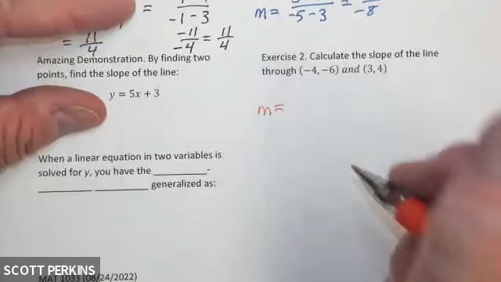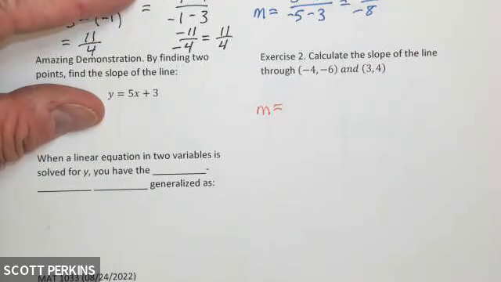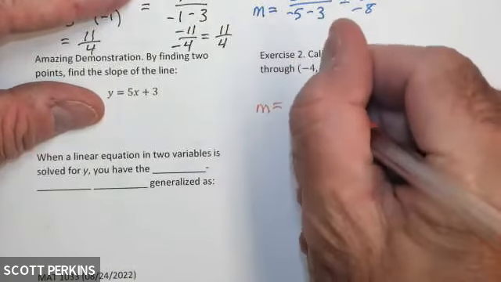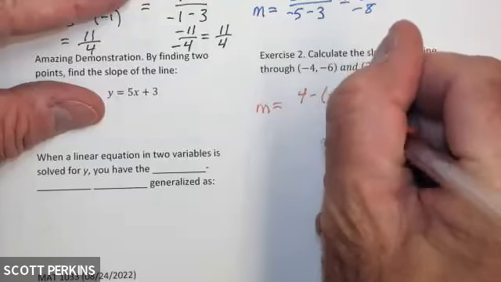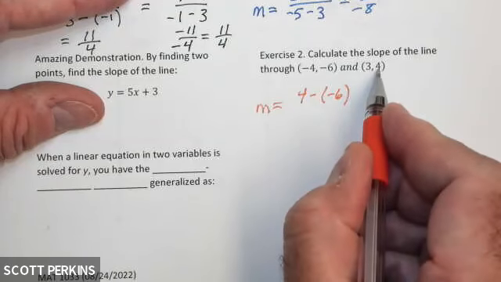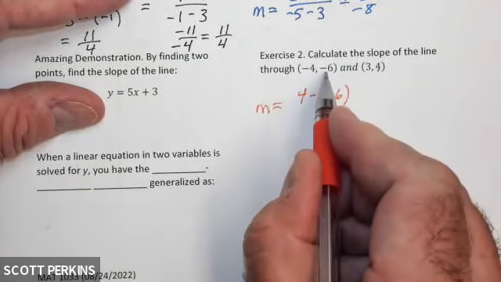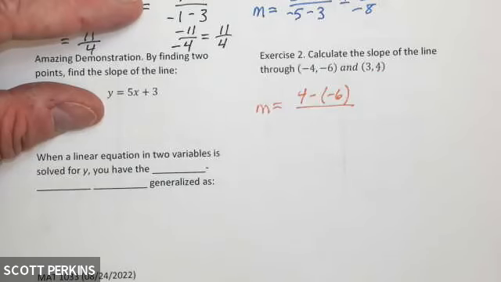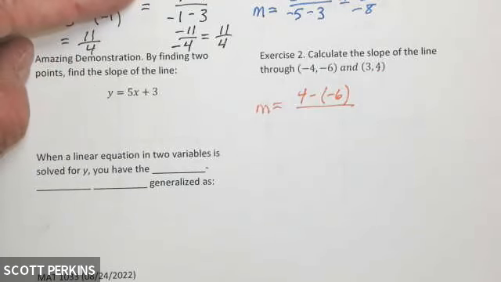All right, somebody give me the expression I'm going to use to calculate the rise of this line. Okay, sounds great. 4 minus -6. I appreciate your helping me out there. 4 minus -6. So this is my y2 minus that negative goes with the 6. So don't leave that off. So given that, how do I have to calculate the run now?